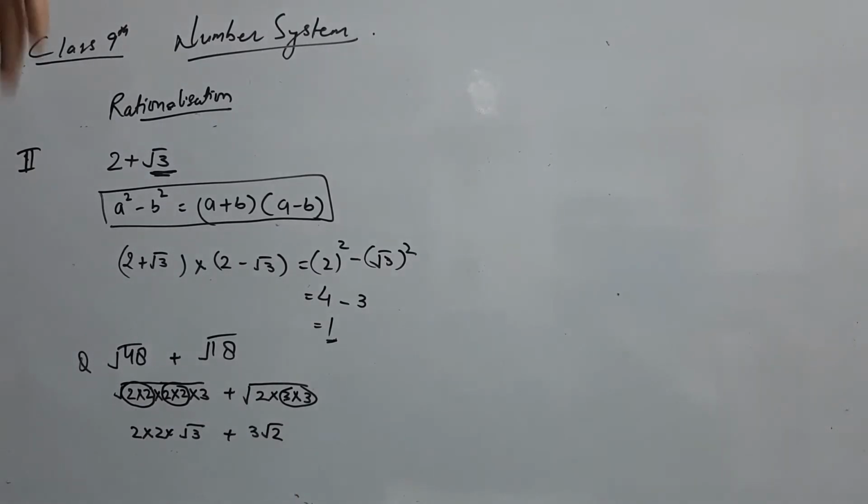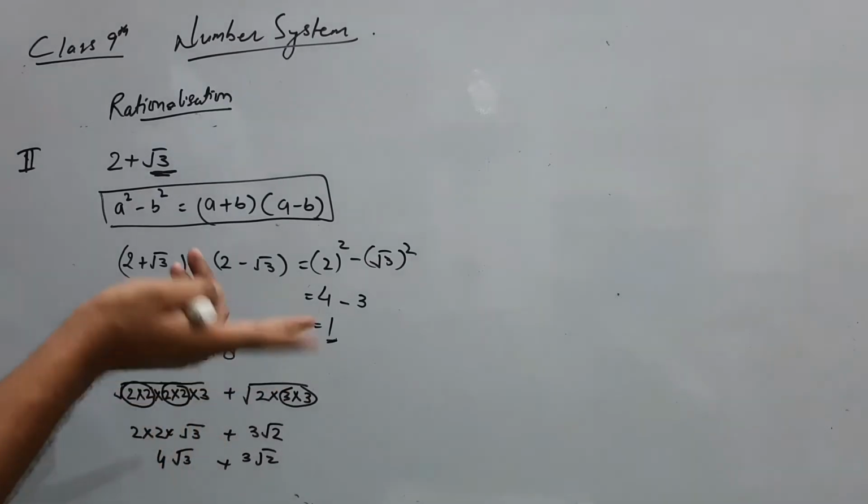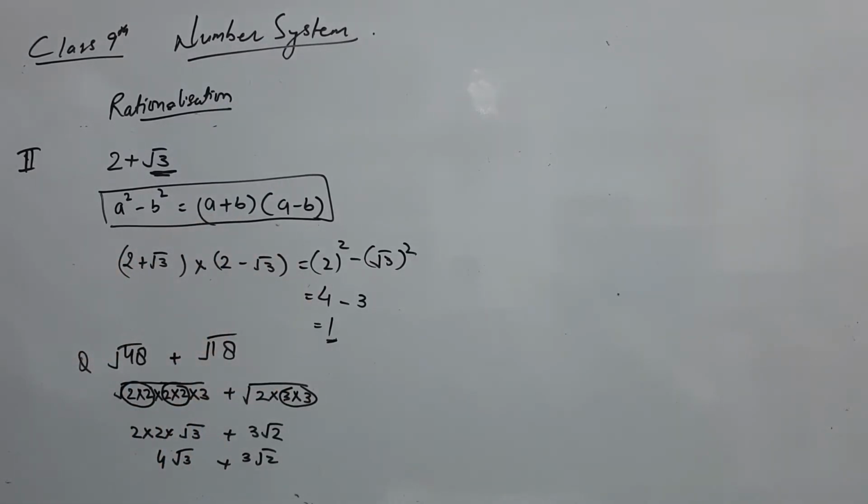So now after converting it, you will get 4th root of 3 plus 3 root of 2, which clearly says these two are not the same. If these two are not the same, then here also it is not the same. In that case, we just have to multiply this number by itself, nothing else. So the rationalization factor of this will be 4th root of 3 minus 3 root of 2.